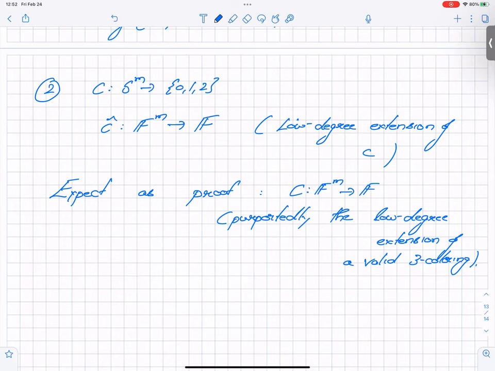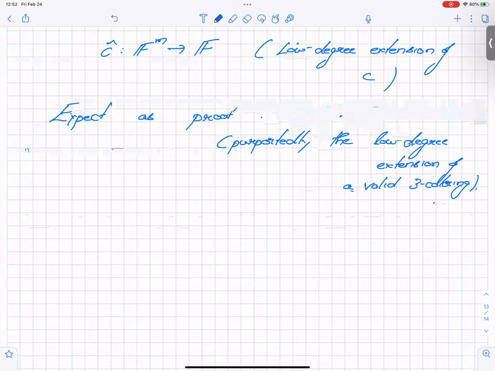We need to check that C, C minus 1, C minus 2 is zero, that is, it only takes the values 0, 1 and 2. So what do we need to check? We need to check this for all x in S^m.